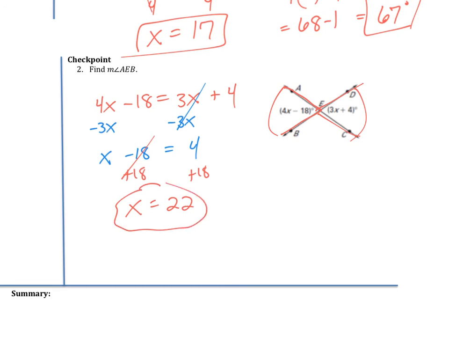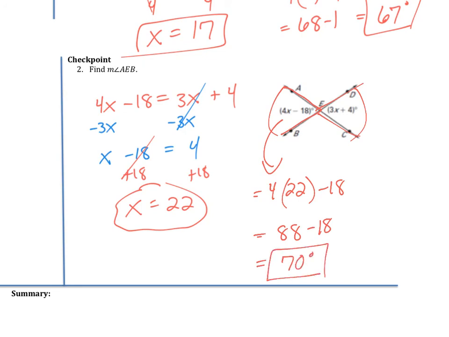So now we're going to use that to find angle AEB. Angle AEB is going to be 4 times 22 minus 18. 4 times 22 is 88. 88 minus 18 is 70. So angle AEB is equal to 70 degrees. All right, and that's it. This was a little bit longer section, but there are a lot of examples, a lot of things to cover.